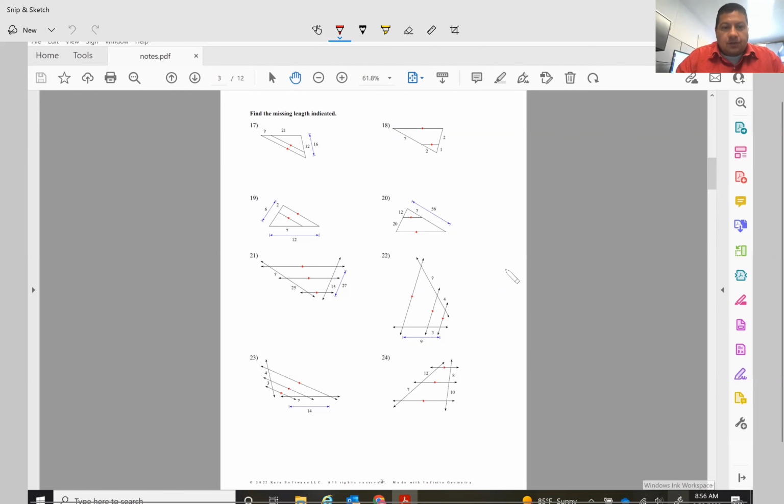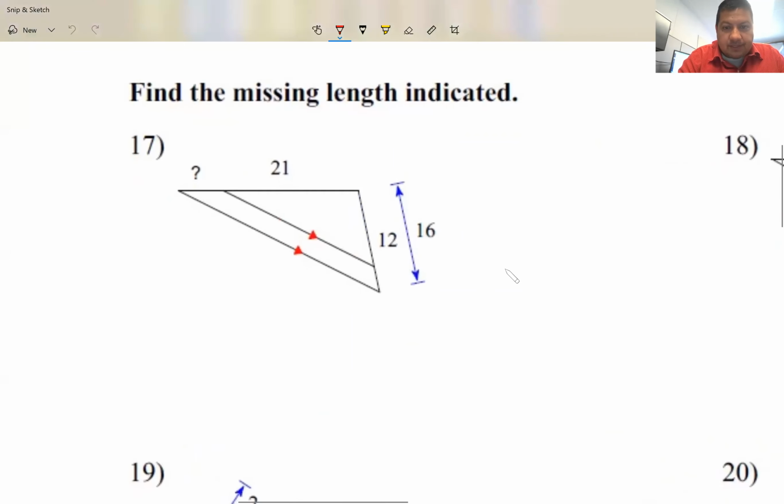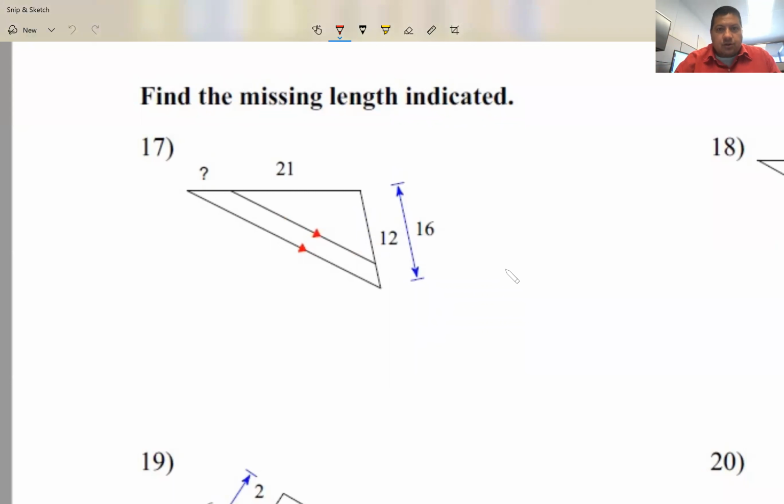Okay. So looking at today, we're going to be working from 17 through 24. Let me zoom into number 17. The nice thing on triangles is that there's one side that has only numbers, and there's another side that has a question mark. We're going to call that the side that we're missing.